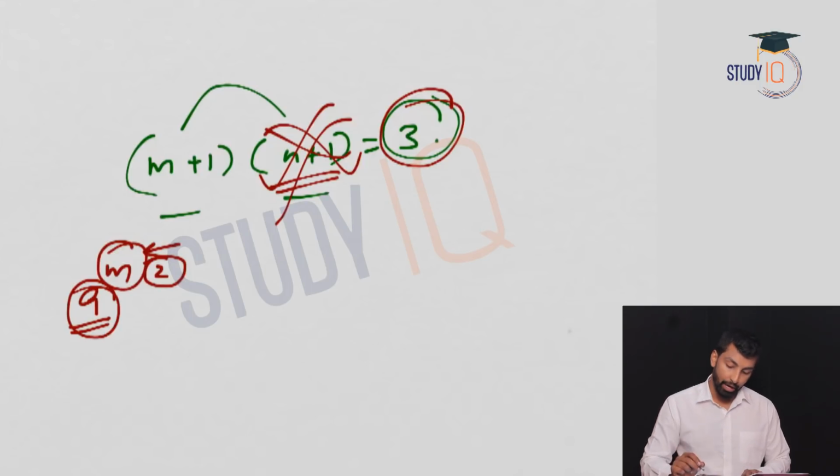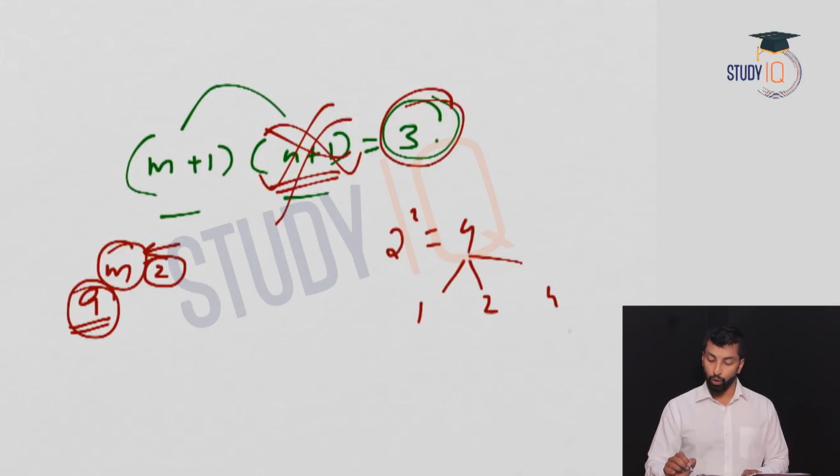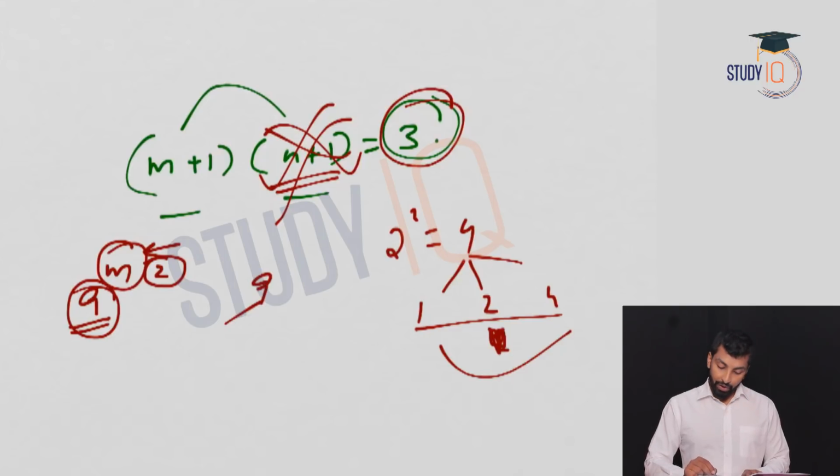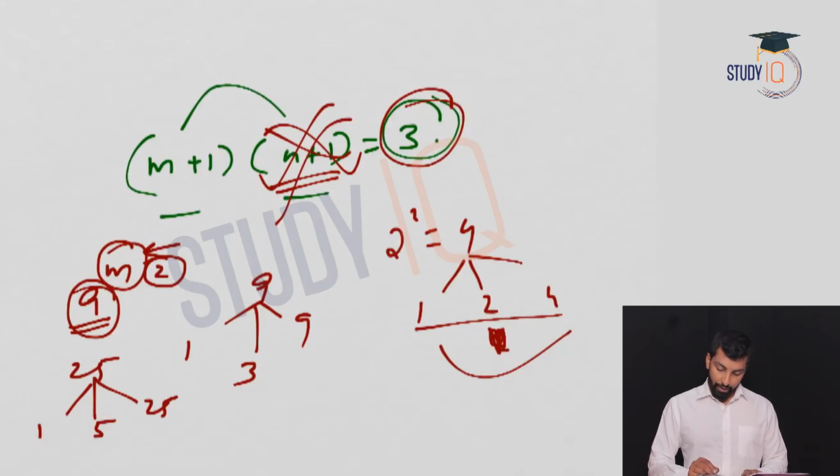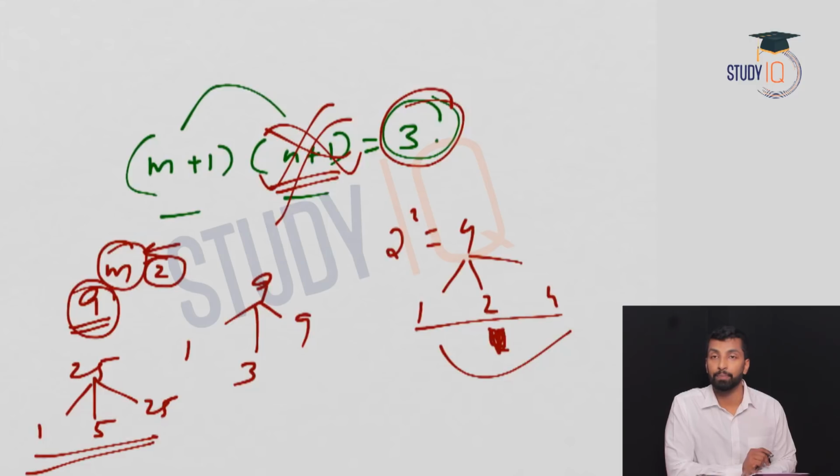Let's take one prime square number. Let's take 2 squared. 2 is a prime number. 2 squared is equal to 4. Let's see the factors: 1, 2, 4. 1 and 4 are factors. 2 into 2 is a factor, but I'll take only one 2. That's why 3 factors. If you take 9: 1, 3, 9. If you take 25: 1, 5, 25. All these have exactly 3 factors.